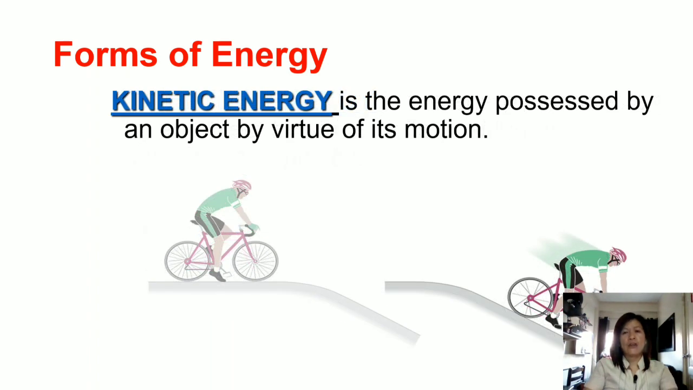Kinetic energy, on the other hand, is the energy possessed by an object by virtue of its motion. So any object in motion possesses kinetic energy. So the bicycle being in motion here is possessing kinetic energy.